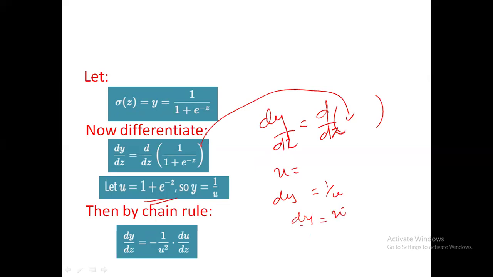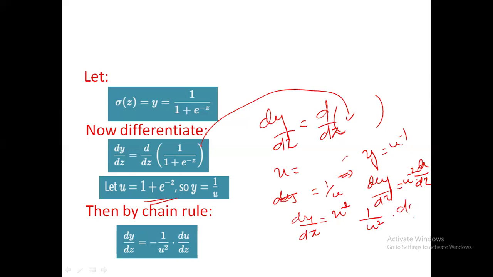If you are taking d by dz, how are you going to differentiate u power minus 1? Here u power minus 1 will be there. We are going to write it as y is equal to u power minus 1. If you are differentiating, dy by dz is minus u power minus 2 into du by dz. So we will write it as minus 1 by u square into du by dz.